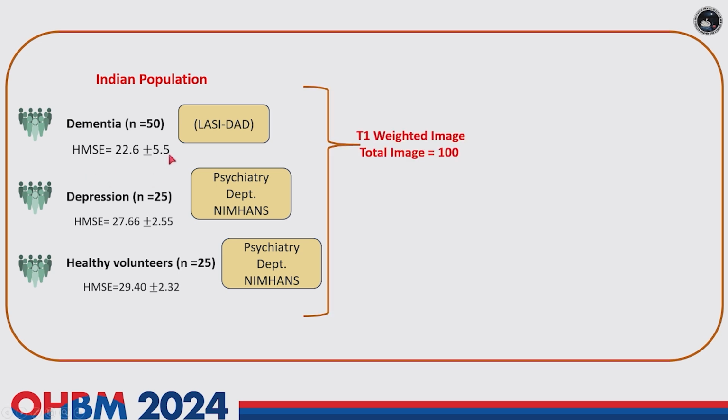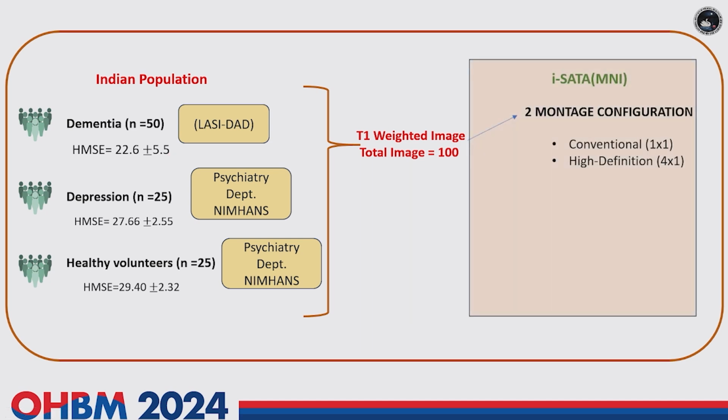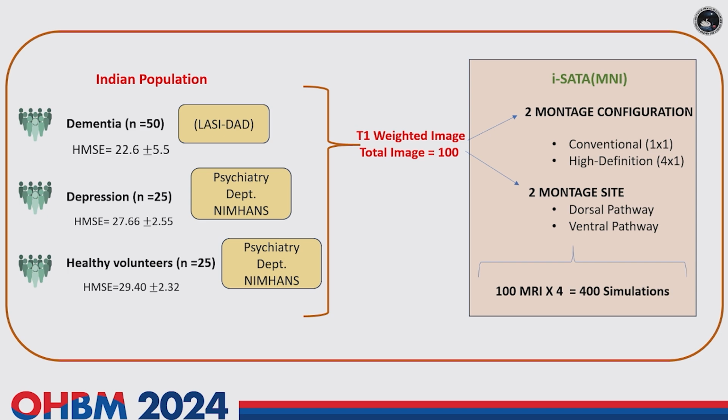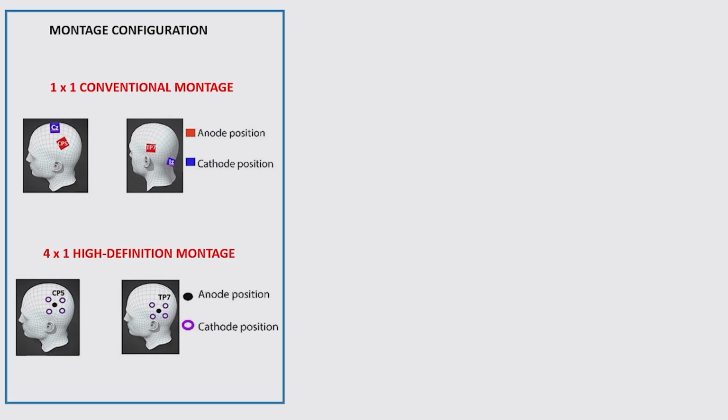All these scans were used to simulate two montage configurations, conventional and high definition, and these were applied for the two language pathways. For dorsal, we used CP5 and Cz, and for ventral, we used TP7 and the nape of the neck. Totaling around 400 simulations for the study. After we place the montages, we get the E-field distribution.